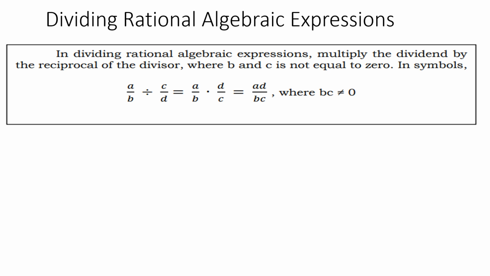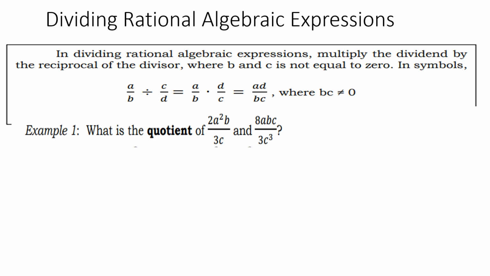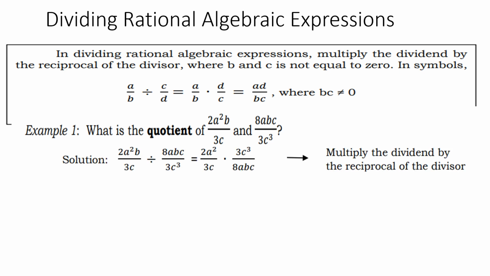Let's have some examples so that we can concretize this statement. Let's find the quotient of 2x squared b over 3c and 8abc over 3c cubed. The first step is we're going to multiply the dividend by the reciprocal of the divisor. That means nga, sulion ta anay ang aton nga divisor. So, 3c cubed will become now our numerator, and the 8abc will become our denominator.